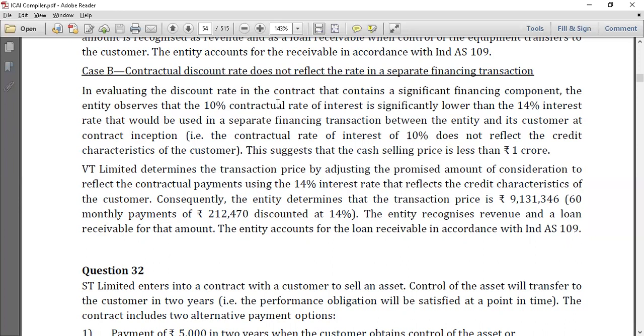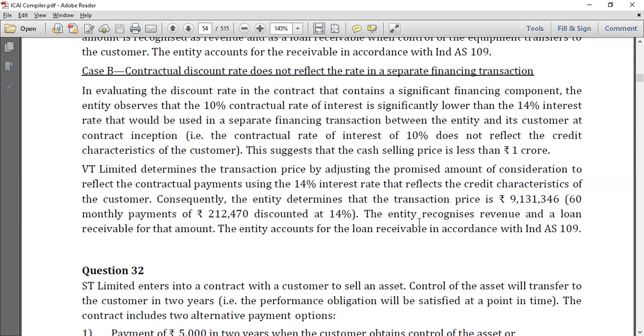2,12,470, you have done the PV, you have taken a PV factor, and you have got 1 crore. In the same way, if you take a 14% interest rate, that 14% is per annum, and here it is 60 monthly installments. That's why you have to divide this 14% by 12, and then you will get the amount, like this transaction price, if you discount it with 14%.